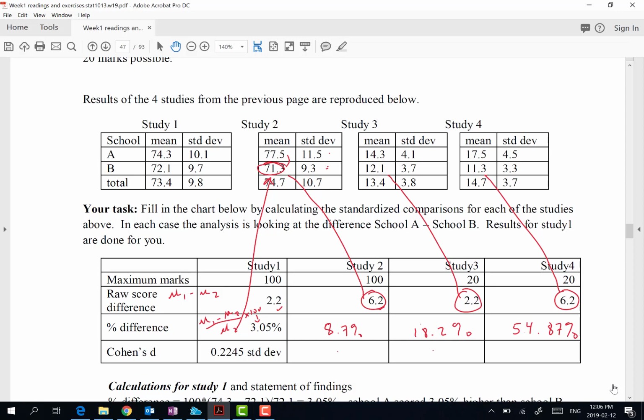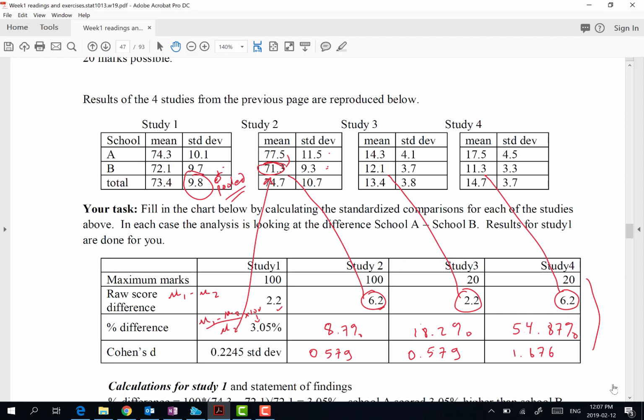Cohen's d, all you do is you divide by sigma pooled. Okay, it's the combination of the two. And so the values I get here are 0.579. Interestingly, 0.579. I hope these are all correct. And 1.676. So again, the difference of 6.2 is the most practically significant from each point of view.